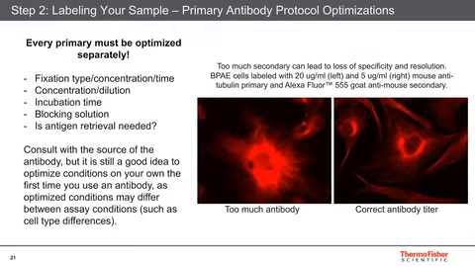Do you want 1 microgram per mil or 5 or 10 micrograms per mil on your sample? You usually want to try a range of different concentrations. Also, incubation times. It's not uncommon to do 30 minutes or an hour incubation time with your primary antibody on cells, maybe several hours for tissue or even overnight at 4 degrees. Which is best for your antibody of interest?